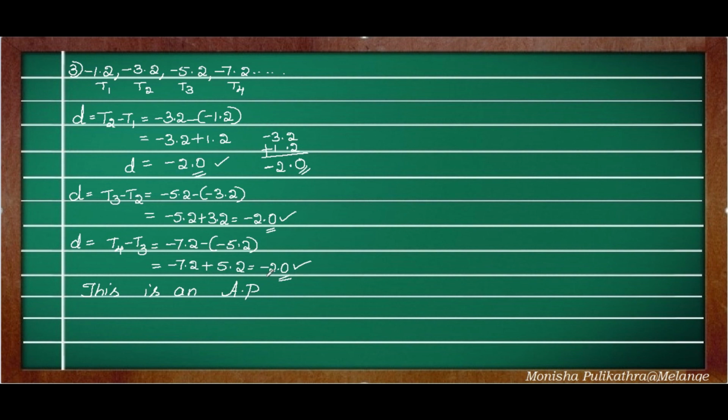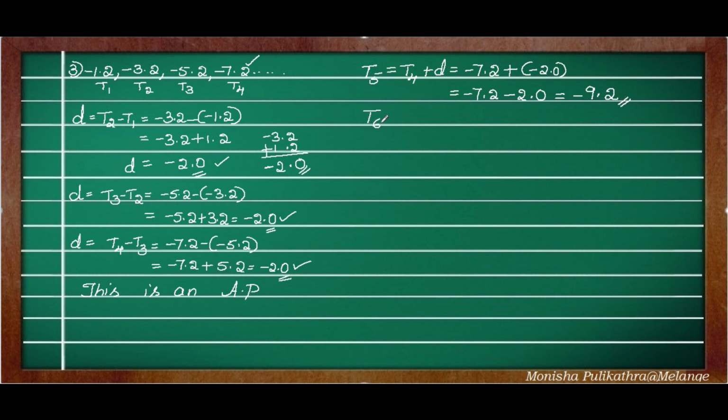When the sequence is an AP, we need to find out the next three terms. Here T4 is the last term, therefore we need to find T5. T5 means previous term plus common difference. The previous term is T4, which is minus 7.2, plus the common difference, minus 2.0. So it will become minus 7.2 plus into minus 2.0, then T5 will be minus 9.2. So this is T5, the fifth term.